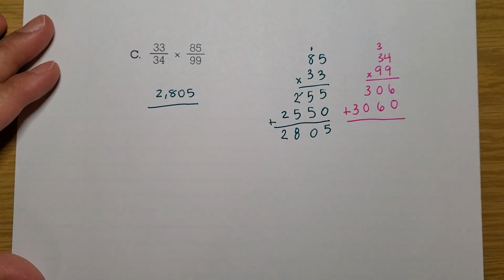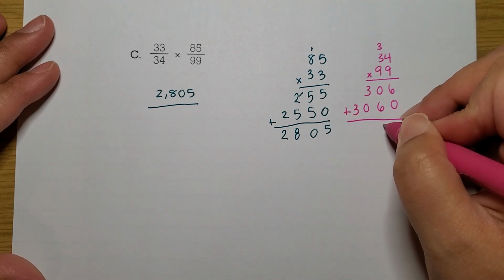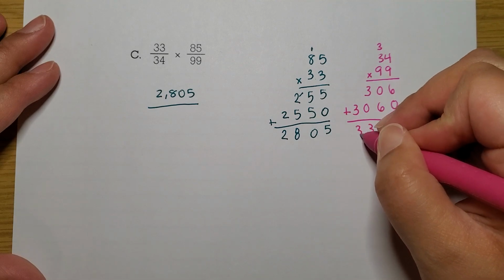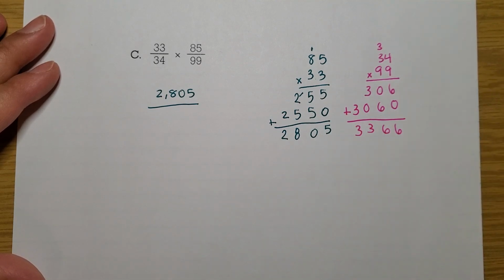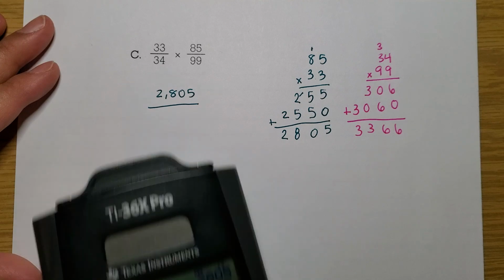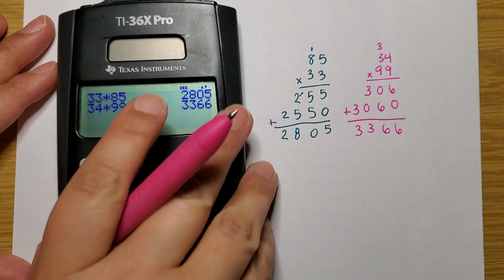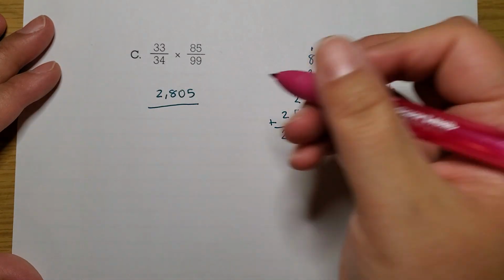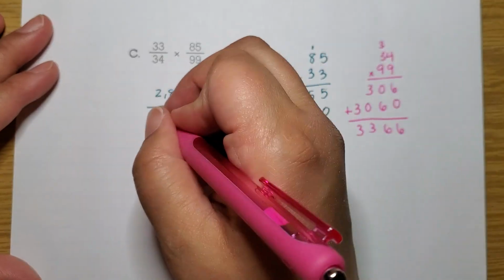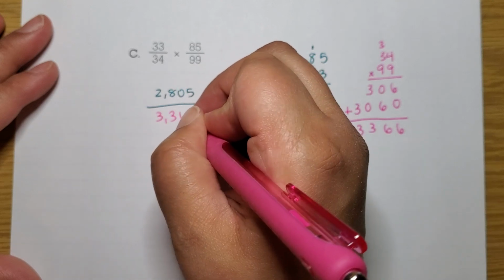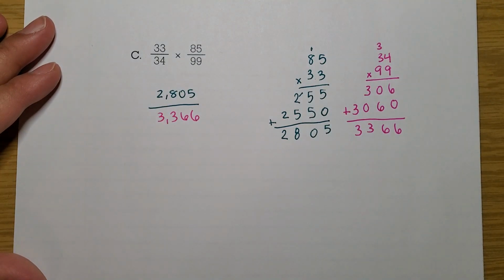Now we can go ahead and add these up. We got a 6 and a 6, 3 and 3. So it looks like 3,366. So let's check. 34 times 99, 3,336. Beautiful. Oh, 66, sorry. 3,366. Okay.